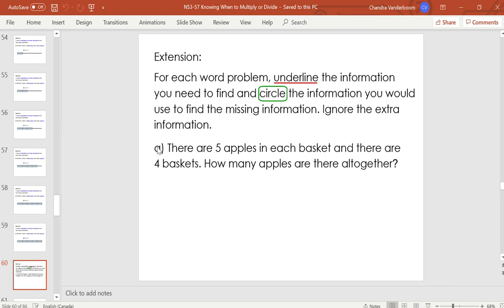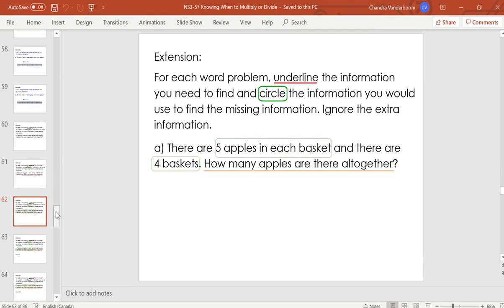So there are 5 apples in each basket, and there are 4 baskets. How many apples are there altogether? So the information we need to find is how many apples are there altogether? So we need to find out what our total is, right? We need to find out how many altogether. The information that we have is there are 5 apples in each basket, and there are 4 baskets. There's no extra information this time.